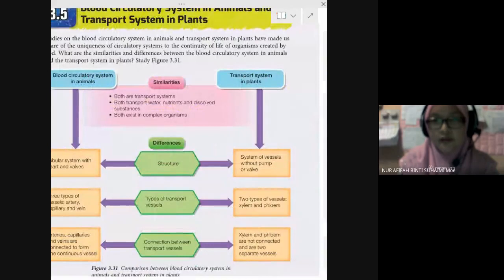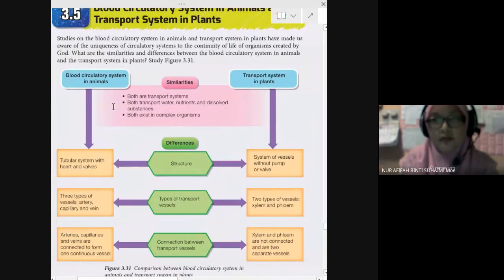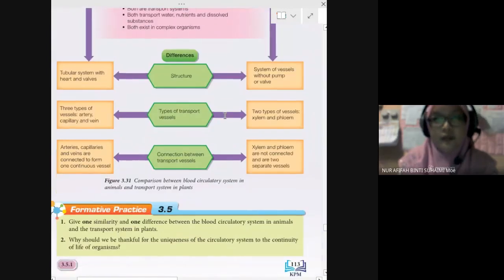3.5, the comparison. The comparison between the blood circulatory system in animals and the transport system in plants. What are the differences? Similarities: both are transport systems. Both transport water, nutrients and dissolved substances, but except blood, don't put blood here. Both exist in complex, multicellular organisms, animals and plants.